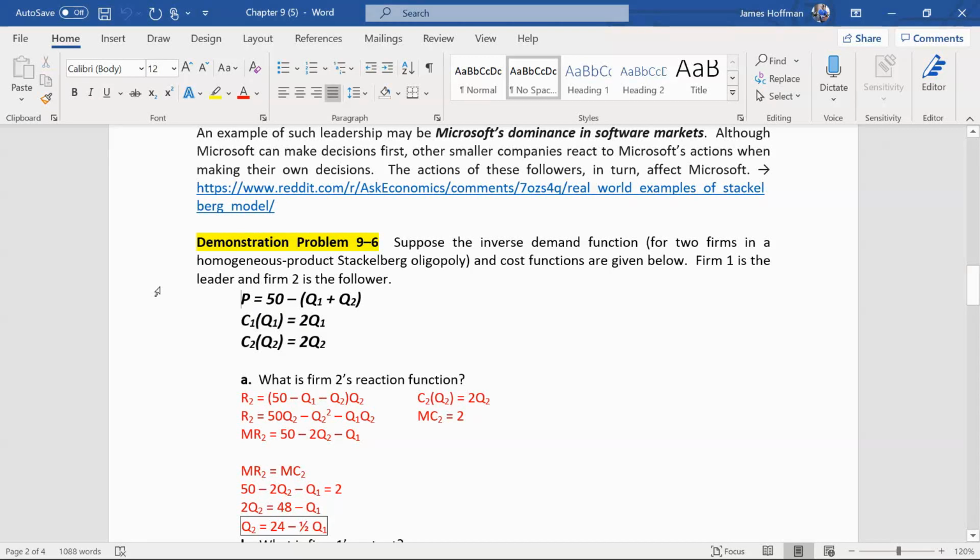Okay, firm 1 is the leader, firm 2 is the follower. Here's the demand curve: P = 50 minus (Q1 plus Q2). Here's the cost function of firm 1, which is 2Q1, and here's the cost function of firm 2, which is 2Q2. Okay, so it's a similar analysis, but the major difference, which makes it slightly more complicated, is firm 1 goes first, firm 2 goes second.